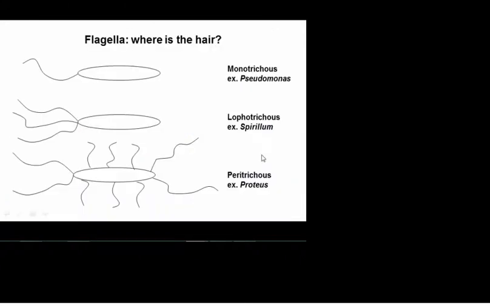Right, so the last structure on the outside of the cell, on the outside of the bacterium, are flagella. And the position of the flagellum on the cell is described by these terms. So monotrichous, just got one flagellum. Lophotrichous, several flagella at one pole, one end of the bacterium. Peritrichous, you've got flagella all over the place. Pseudomonas has just got one. Proteus is going to have the flagella all over the place.